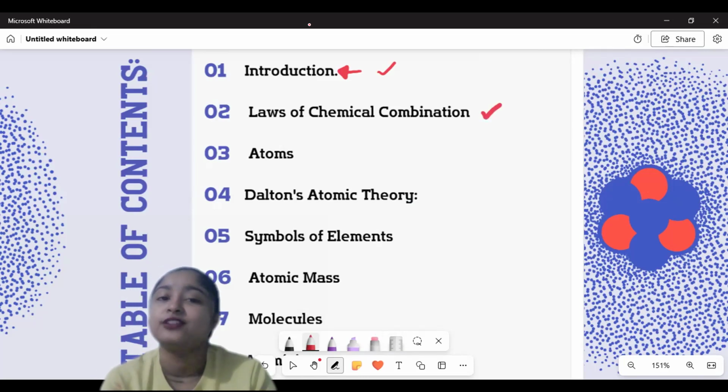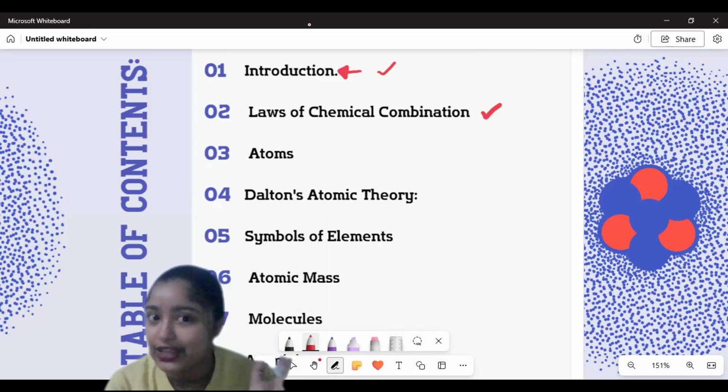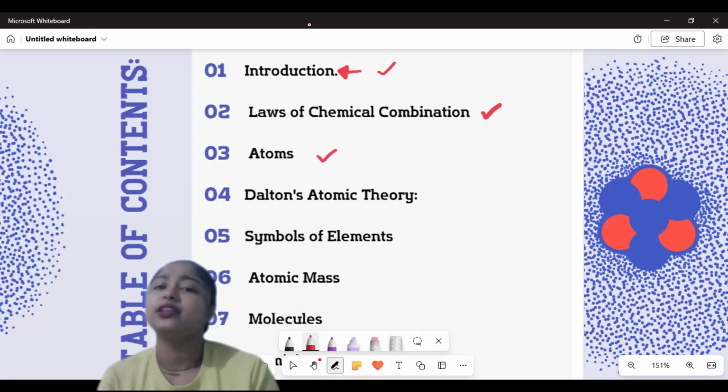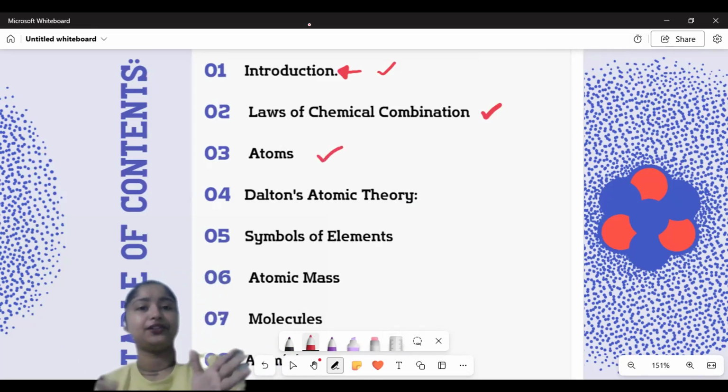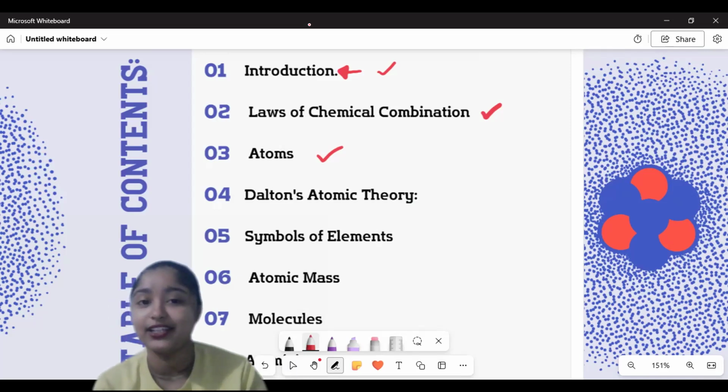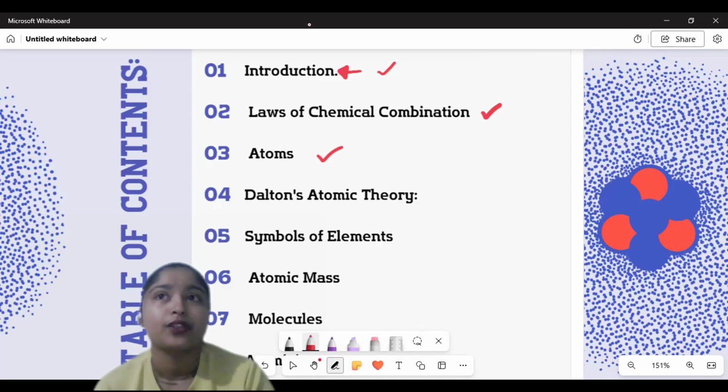Then comes what atoms actually are. What is an atom? We'll have a separate video on that as well. We will understand the concept of an atom, which is somewhat related to the concept of matter that we have studied in class. If you haven't watched that, we have a video on what is matter as well, so you can go and watch it.